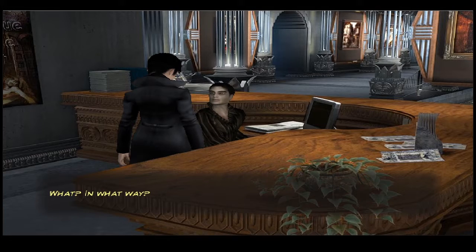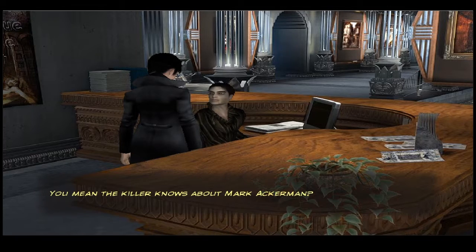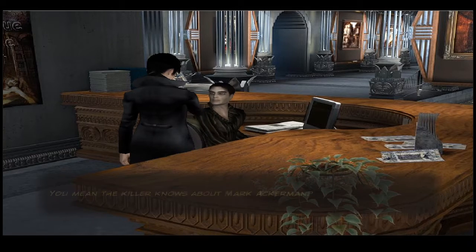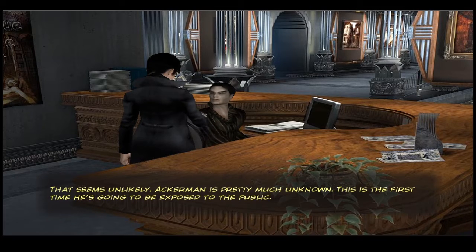What? In what way? The killer left 2 messages at 2 of the crime scenes. Disturbed sanctuary and a sinner's pardon were written on the walls. I didn't know what they meant until now. You mean the killer knows about Mark Ackerman? Yes. That seems unlikely. Ackerman's pretty much unknown. This is the first time he's going to be exposed to the public.